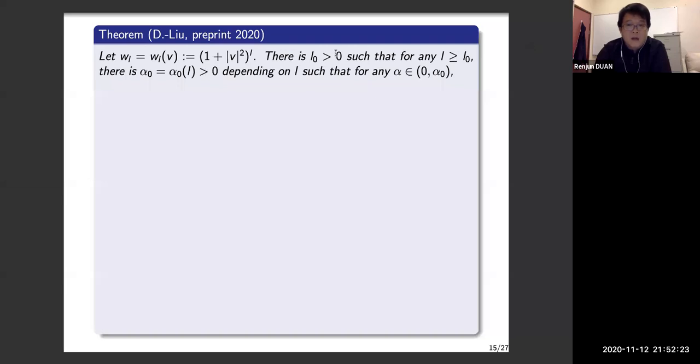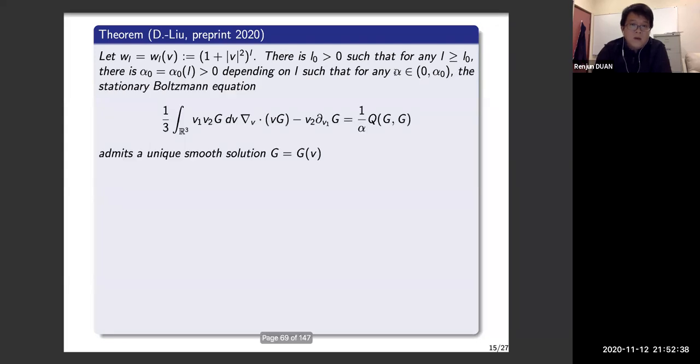So once L is given, then we can get this alpha zero. Such that for this given alpha zero, we consider arbitrary alpha, this shear rate between zero and alpha zero. Then we look at this stationary steady Boltzmann equation with the previous formulation. So this G satisfies the previous restriction that has a unit mass, zero momentum and temperature one, actually energy three.